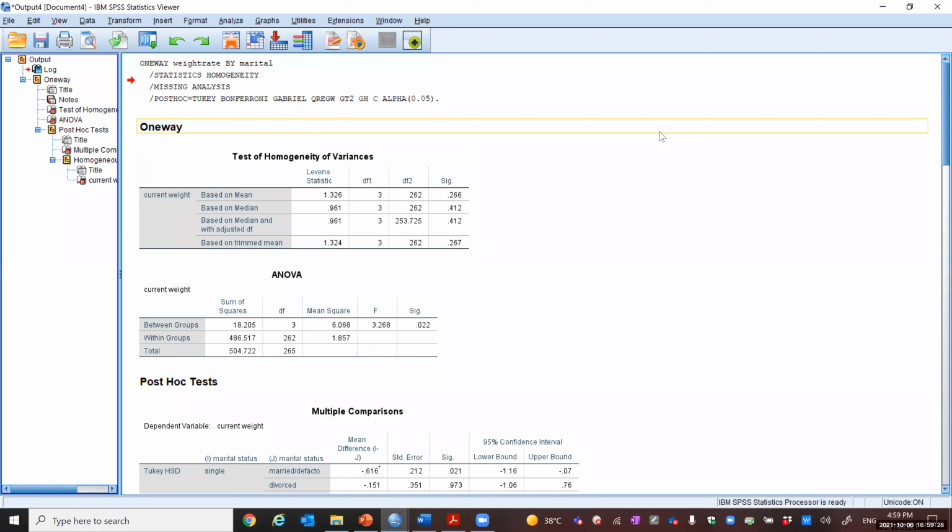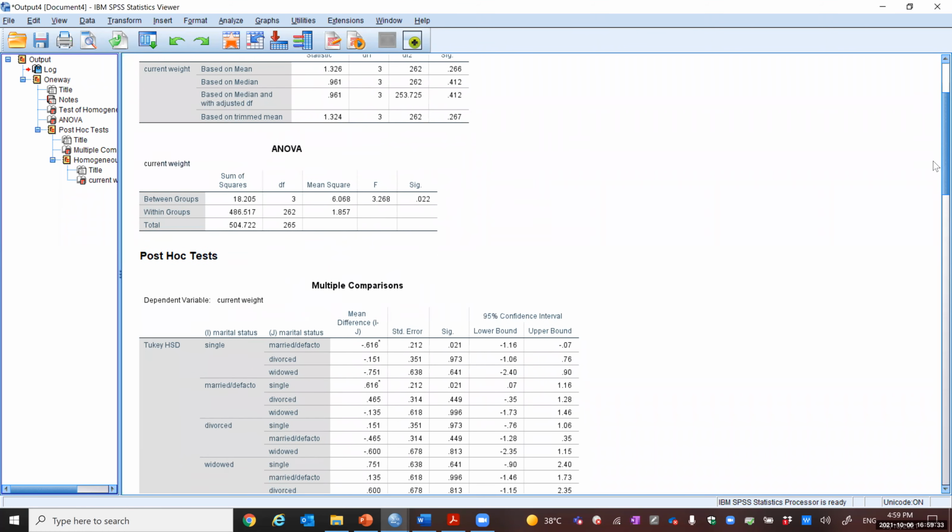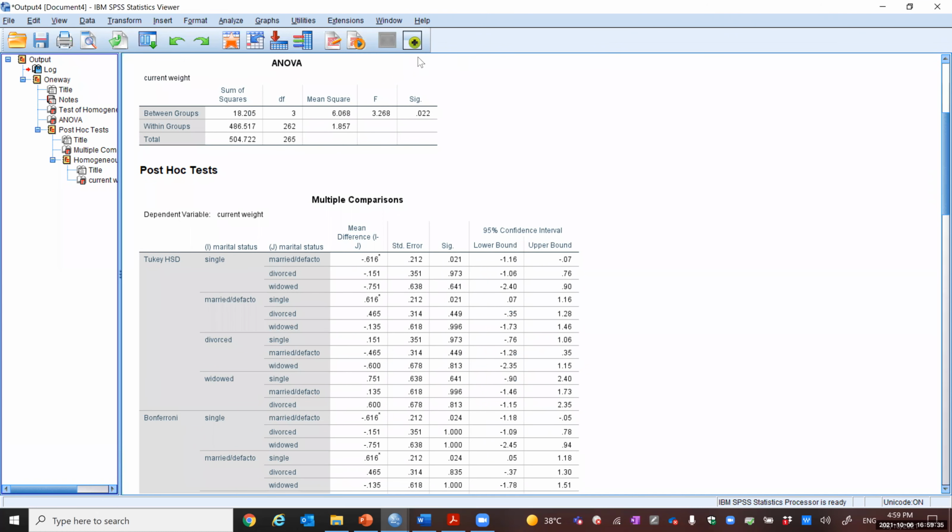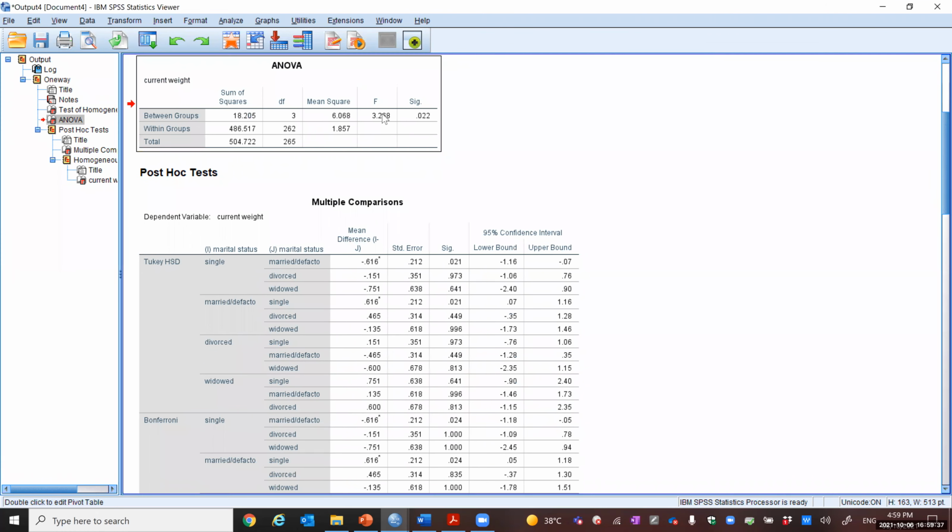Okay, you can also look here. If you go down, you will get this F statistic. The first thing you are going to look at is the F statistic. If this F statistic is not significant, we will not go ahead in interpreting this post-hoc test table. So this is the first step. If it is not significant, we will just say that there are no significant differences on current weight across different groups of marital status.